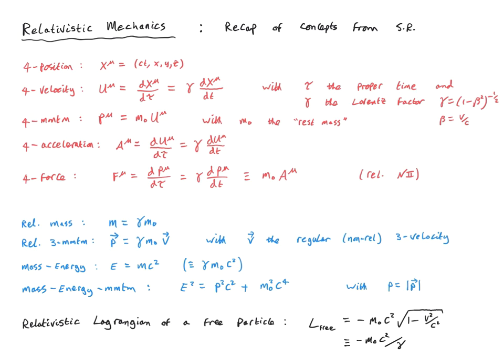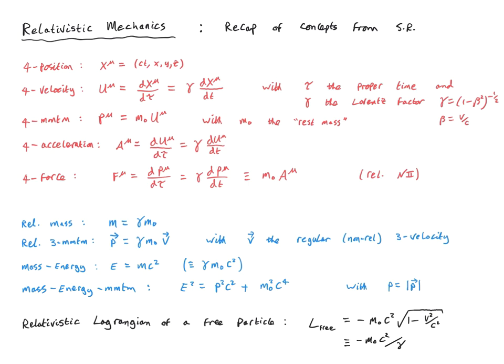We define a four position, which is a four-dimensional vector living in space-time. This is a contravariant type, x mu, and mu runs over the indices 0, 1, 2, and 3, corresponding respectively to ct, x, y, and z coordinates.